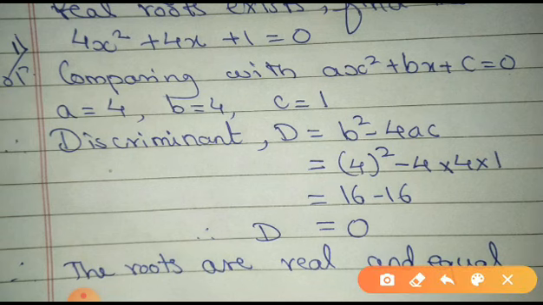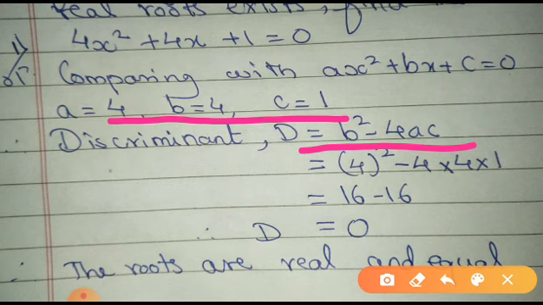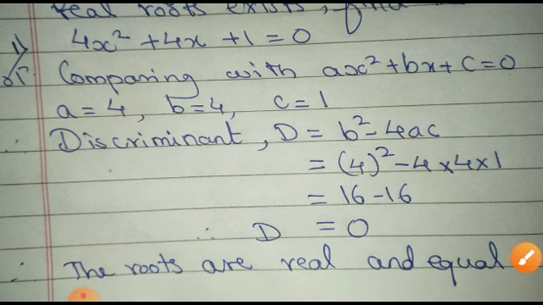Here we have got the values of a, b and c as 4, 4 and 1 respectively. Discriminant value is b square minus 4ac. Just substitute the values. After simplifying, I got the value of discriminant as 0. So if discriminant is 0, what can we say? The roots will be real, and they will be equal. Now the question is, if real roots exist, we have to find the roots.